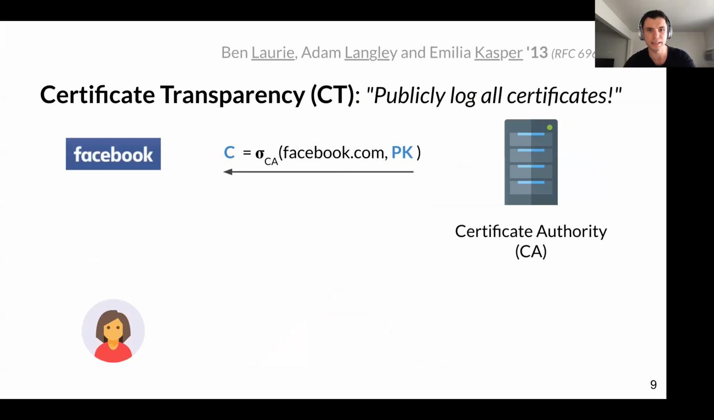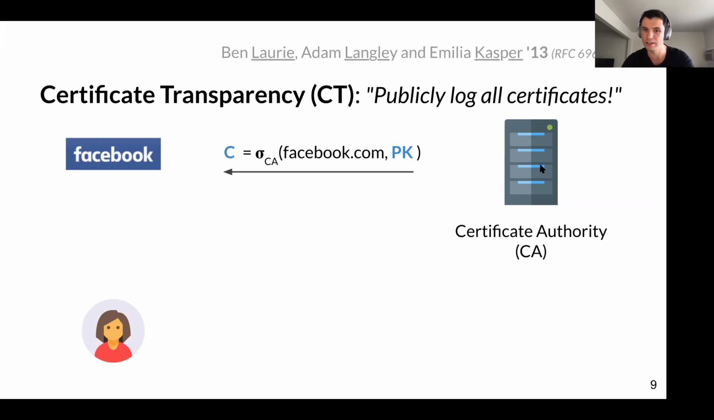And in 2013 or so, Google proposed a system not to prevent these attacks, because by definition, they're impossible to prevent, but to detect such attacks and hopefully deter them by basically eliminating malicious CAs from the ecosystem. So really, this certificate transparency system just aims to detect these attacks. And let me show you how that works.